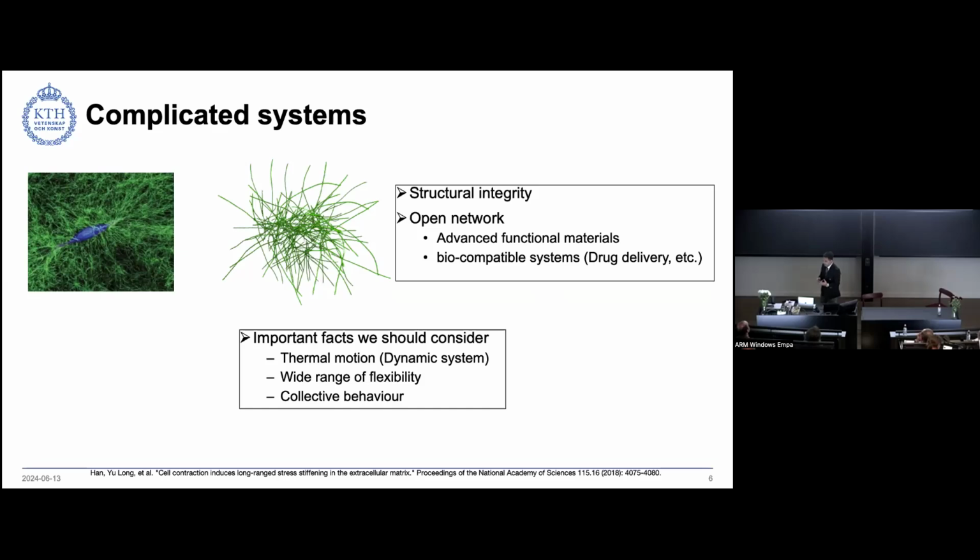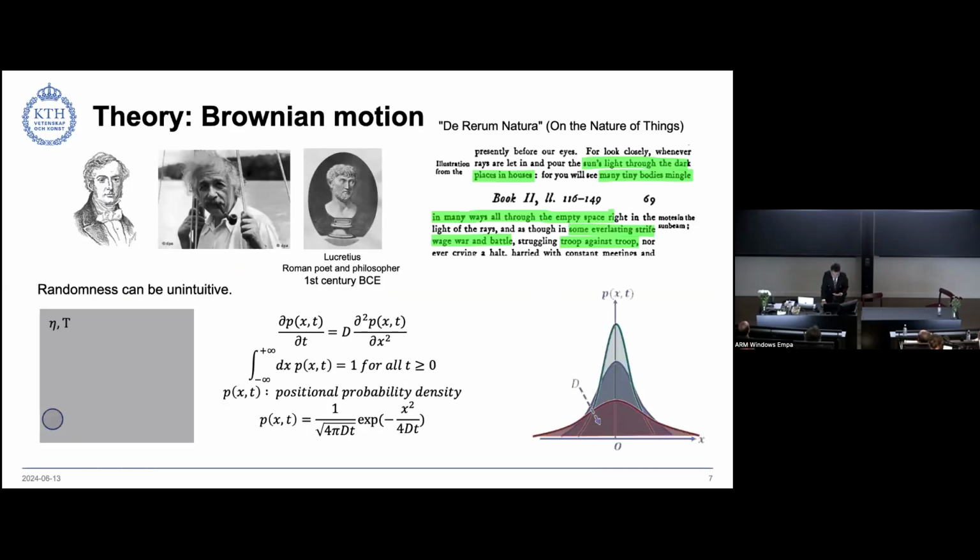But one thing that we need to remember here is that these systems are dynamic. They have thermal motion, and due to the inherent flexibility of the fibers, they can have different rheological behavior with the surrounding environment. And when they are crowded, they can show collective behavior that can be different compared to a single semi-flexible fiber.